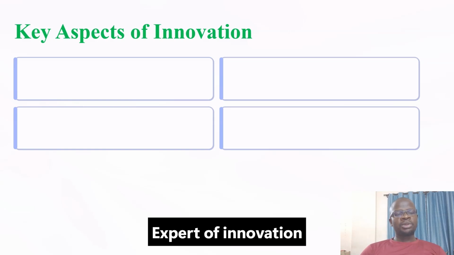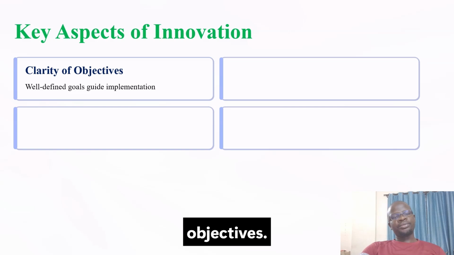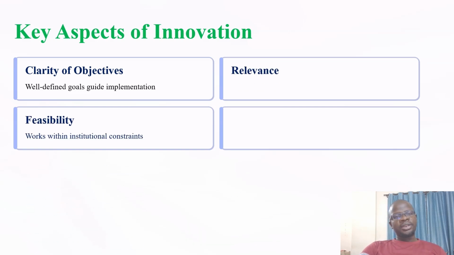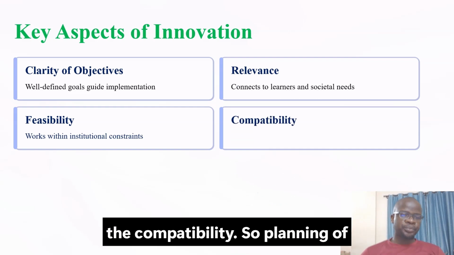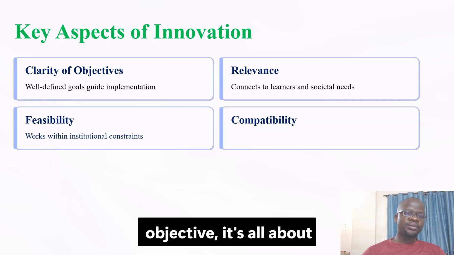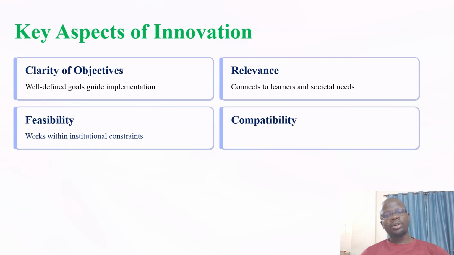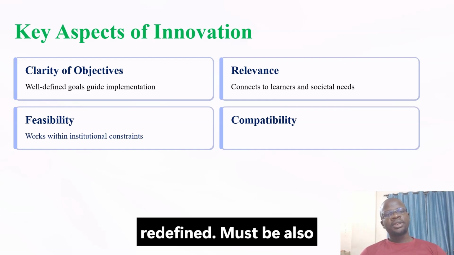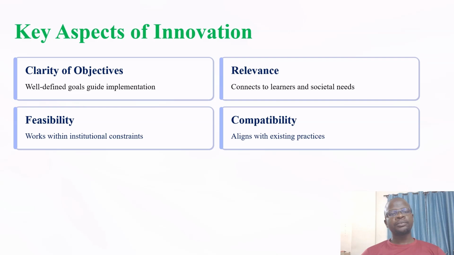Key aspects of curriculum innovation include clarity of objective, feasibility, relevance, and compatibility. So clarity of objective is all about very defined curriculum goals. The goal which has been well defined must also be relevant, it must be feasible, and it must also be compatible.